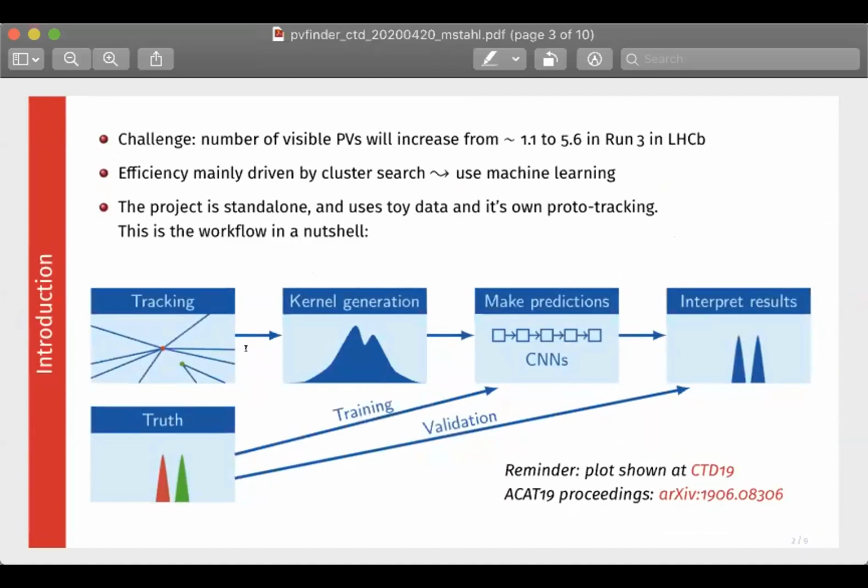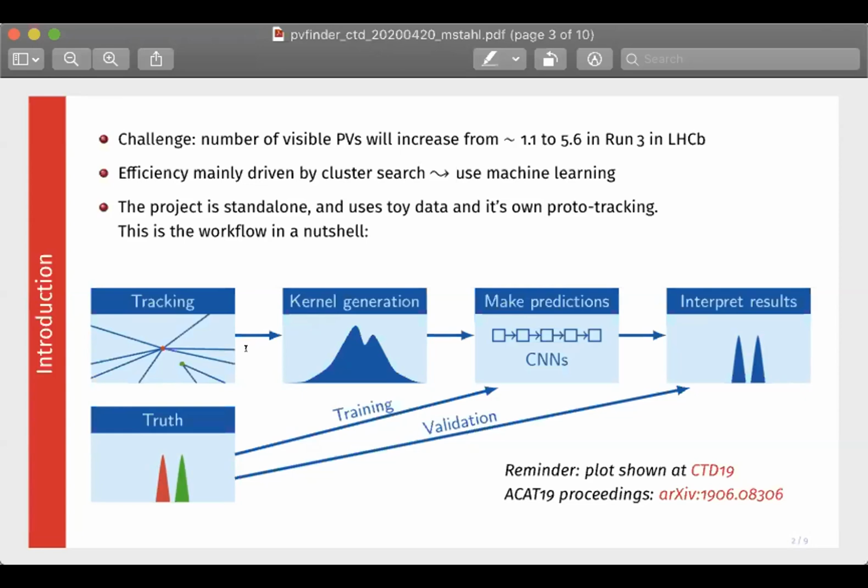So I'm going to introduce this PV finding algorithm. The challenge in run-free at LHCb will be that the number of visible PVs will increase about 5-fold. And we learned in the past that the efficiency is mainly driven by the cluster search. And exactly there is where we want to use machine learning. The PV finding project itself is standalone, and it uses toy MC particle generation, toy tracking. And then it does a histogramming or a kernel generation.